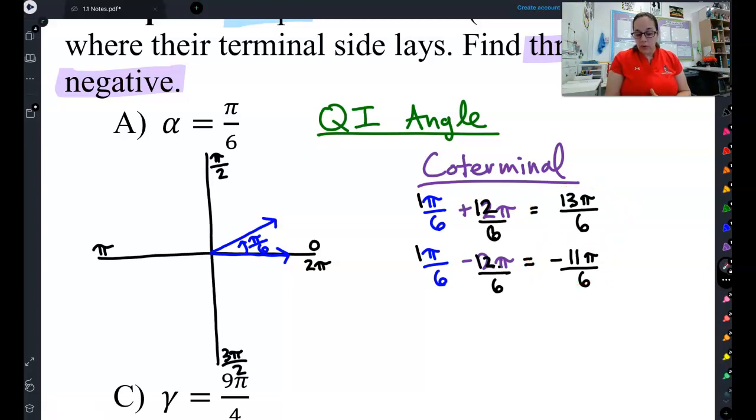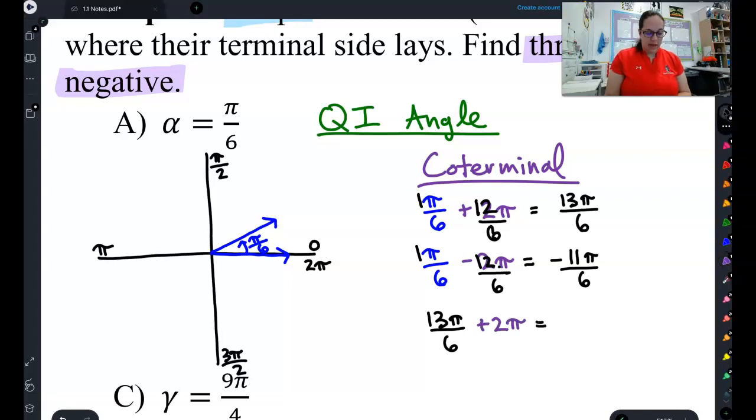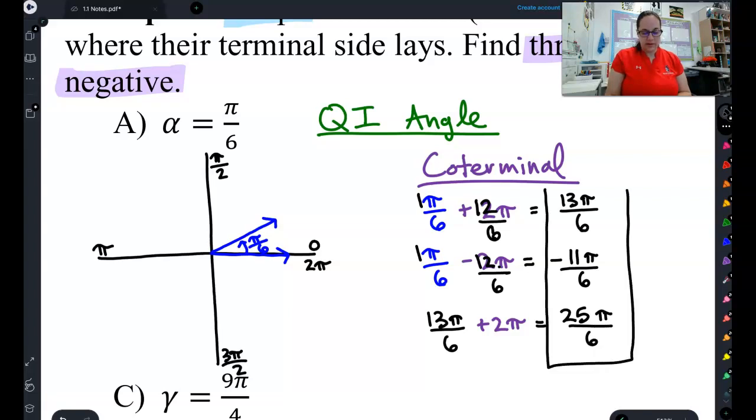Now for my coterminal angles, I now have a positive one and a negative one, but I do need a third one. So I can take either one of these and keep adding and subtracting 2 pi to it. So I'm going to take 13 pi 6. And I'm going to add another full circle, add 2 pi. And if I do that, that's going to give me 25 pi 6. So those are all of my coterminal angles. They share the same terminal side as this angle, just going around the circle in different directions.